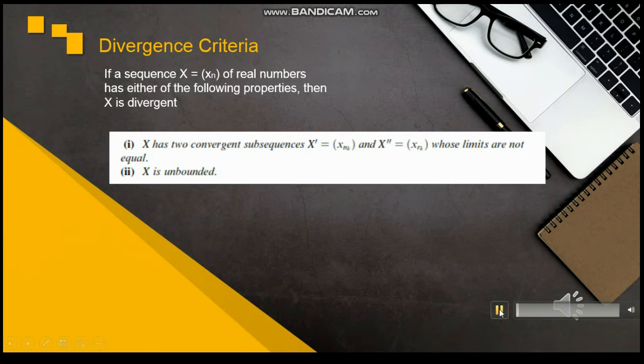Okay, the next material is divergence criteria. If a sequence X = (xn) of real numbers has either of the following properties, then X is divergent. The properties are: first, X has two convergent subsequences X' = (x_{nk}) and X'' = (x_{rk}) whose limits are not equal. And the second property is X is unbounded.